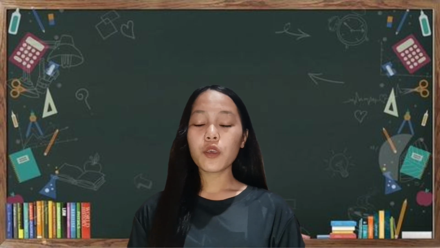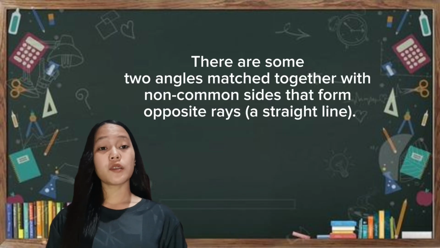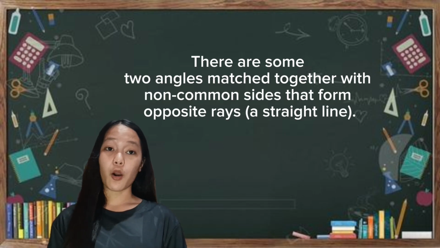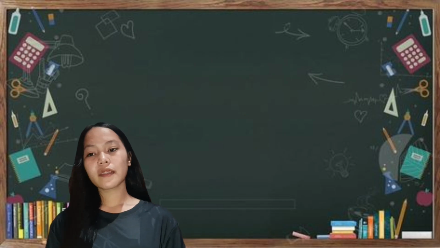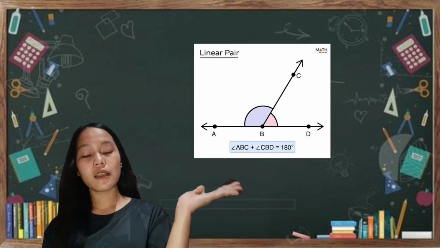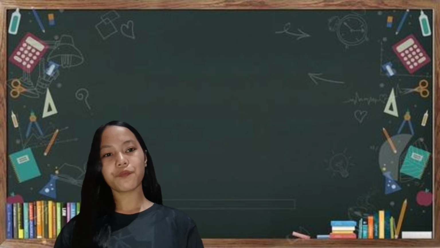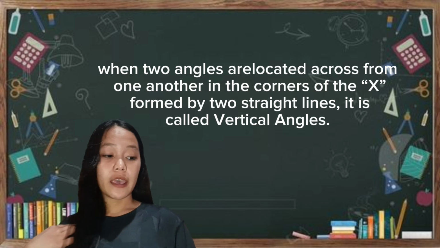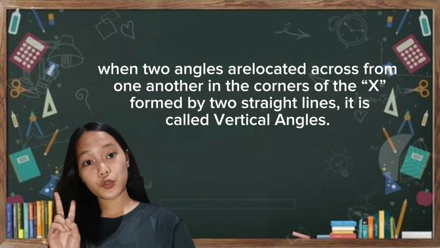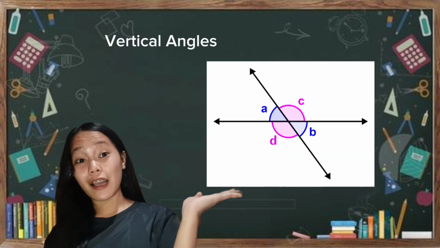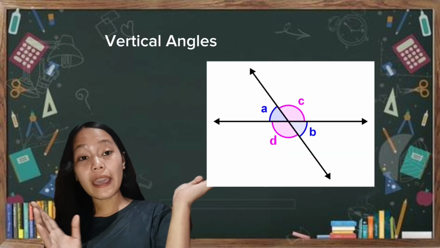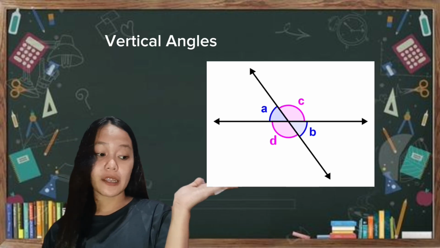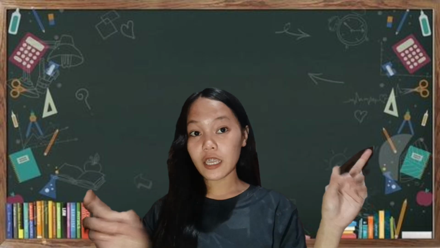From the activity, we observed that there are some two angles matched together with non-common sides that form opposite rays or a straight line. This example is called a linear pair of angles. However, when two angles are located across from one another at the corners of an X formed by two straight lines, they are called vertical angles. Angle A and angle B are vertical angles. Angle C and angle D are vertical angles. Vertical angles are equal in measure.